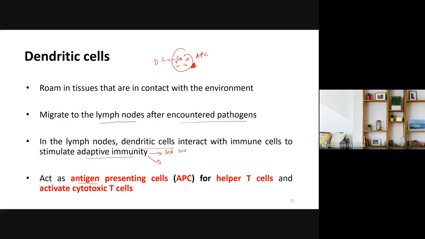So this antigen presenting cell will attract helper T cell, so that the helper T cell will activate cytotoxic T cell in the cell mediated immune response. Okay, cell mediated immune response.